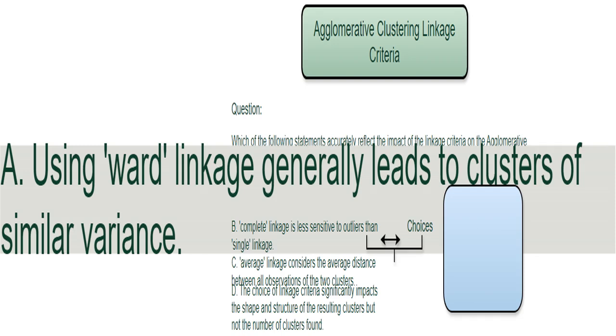Complete linkage considers the farthest distance between any two points in different clusters. Outliers, being far away from other points, don't heavily influence the clustering because I'm looking at the largest distance rather than the smallest distance like single linkage does. Single linkage is much more easily swayed by an outlier.